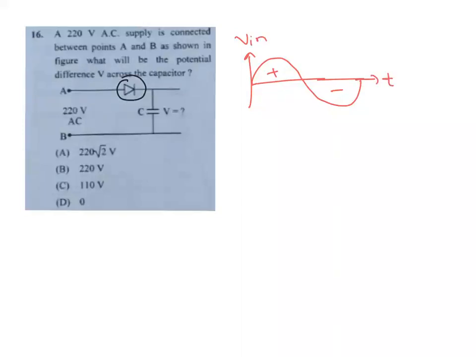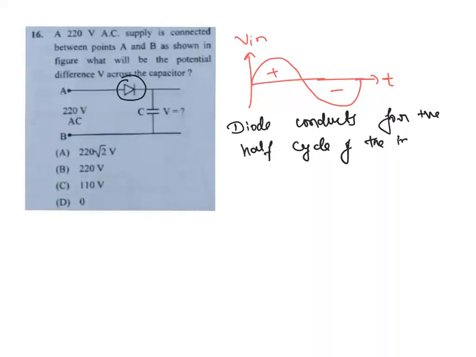Okay, so at that time the diode conducts for the positive half cycle of the input, right? So that's the reason this is the maximum value. This is what we call V naught, and the Vrms they have given. Vrms equal to how much? That is 220 volt, they have already given here.